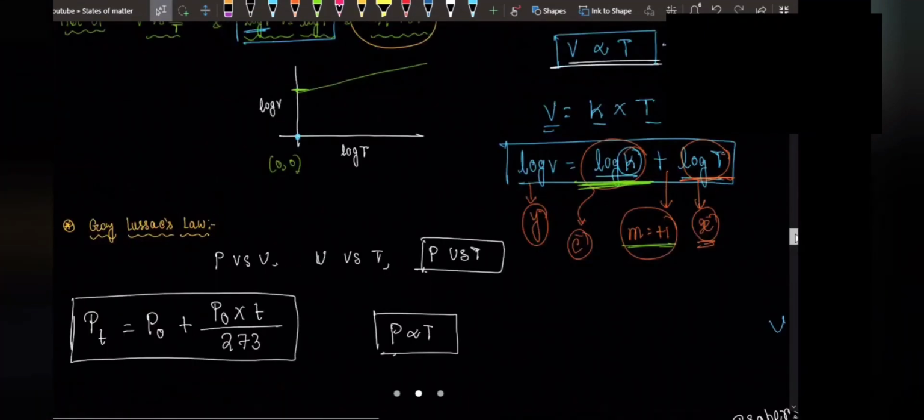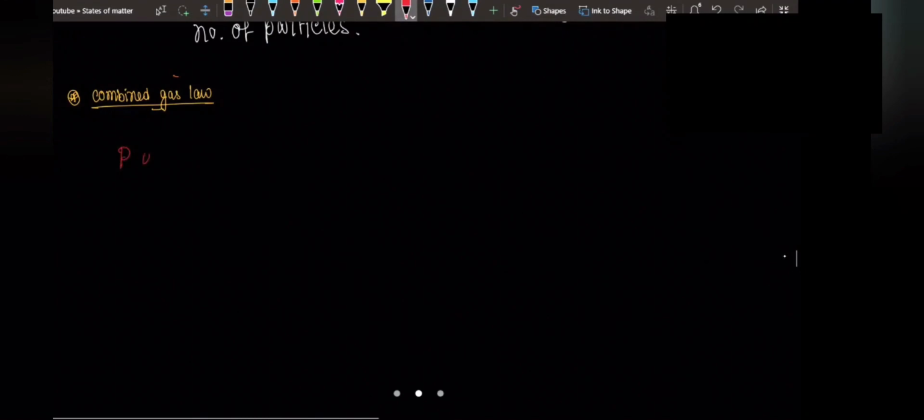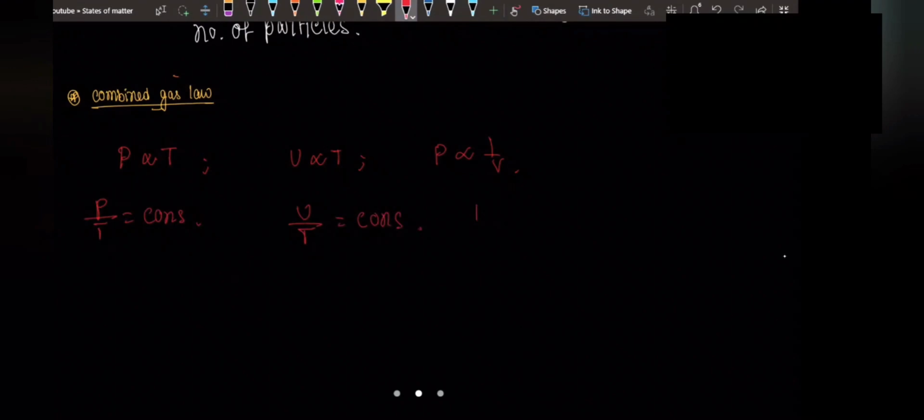Now the combined gas law is coming. See, we have just learned P versus T. Then we learned V versus T. Then we learned P versus 1 by V. Now we can write P by T equals constant. We can also write V by T equals constant. But here we're going to write PV equals constant.